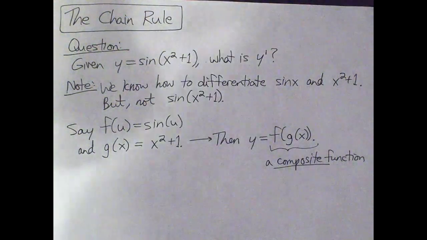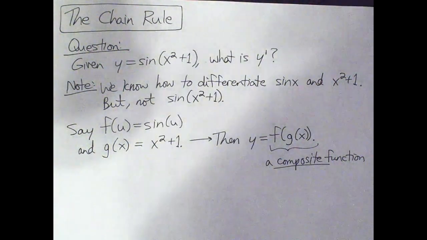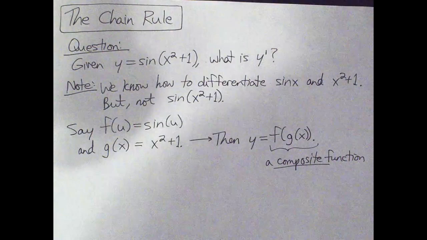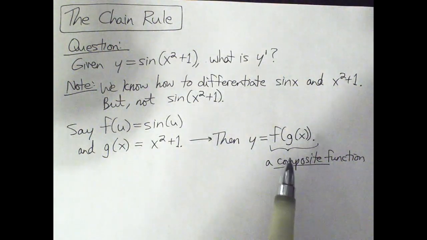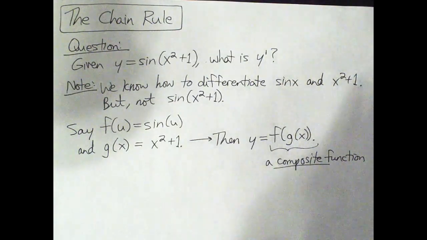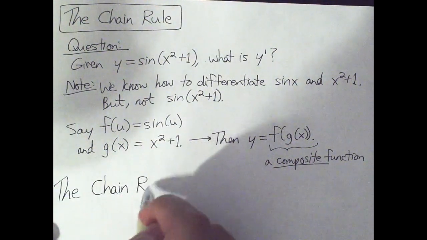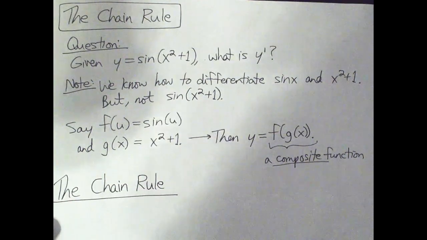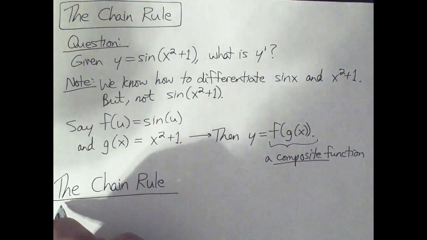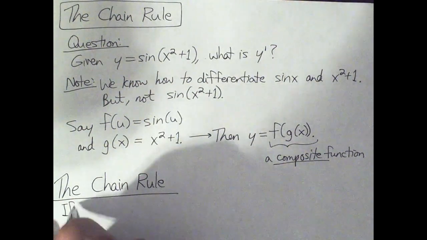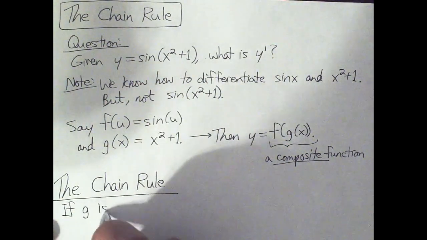Now, we've already seen rules for sums of functions, differences of functions, products, quotients, and now we're going to establish a rule for doing derivatives of composite functions. Now, we could call this the composite rule or the composite derivative rule or something like that, but instead we call it the chain rule. And I'm just going to state what the rule is first, and then we'll see some examples with it. First of all, if g is differentiable.